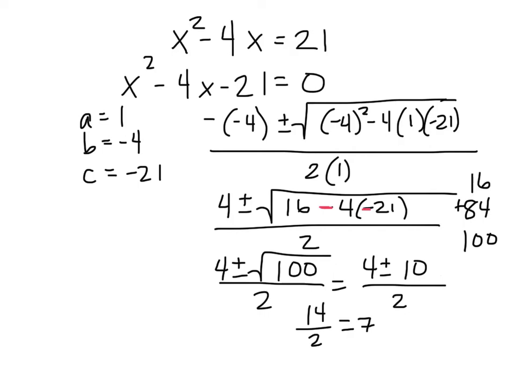So there's 4 plus 10 over 2, and then 4 minus 10 would be negative 6 over 2, which is negative 3. So your solutions are negative 3 and 7. That's all well and good, but we need to look at what happens when you don't have a nice happy whole number that's a perfect square in that radical sign.